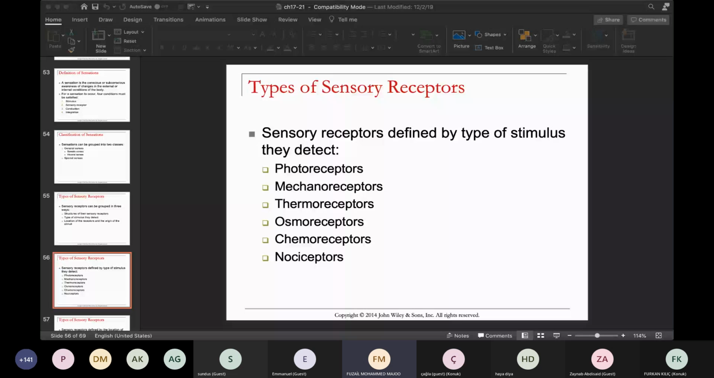Sir, I think sound is also included in receptors. No, not for mechanoreceptors. We'll go into that. That's the special senses.